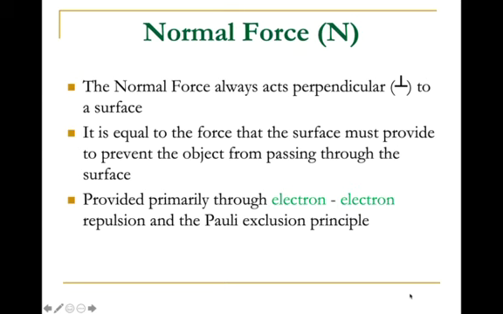Welcome back, everybody. I want to talk about the other common forces today: normal force, tension, and the force of friction. Normal force we talked about a little bit last chapter already. Normal force always acts perpendicular to a surface. That's actually why it's called the normal force, normal being the mathematical term for perpendicular. It's equal to the force that the surface must provide to prevent an object from passing through the surface.